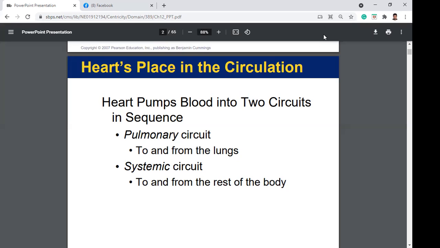Good. Now we said that there are 2 circuits in circulation. What are the 2 circuits? Pulmonary and the systemic. The pulmonary circulation and the systemic circulation. So describe the pulmonary circuit for me. The pulmonary is from the right ventricle.